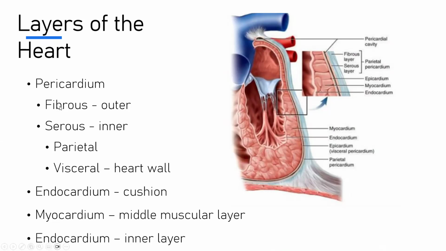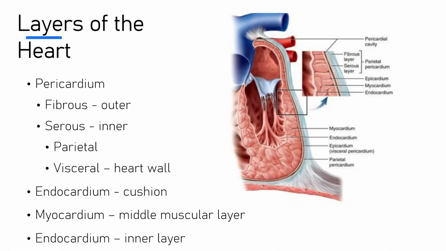So the layers of the heart are as follows. We have the pericardium, which is the outermost portion or surrounding sac, so to speak, of the heart. In this diagram, it's this kind of grayish blue area here. There is a little cross section to make it a little bit bigger right here. And the pericardium is actually split into two different layers. One is the fibrous layer, which is the outer layer that you'll see right here.